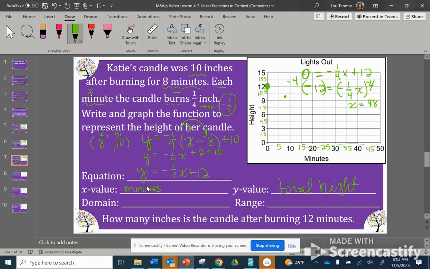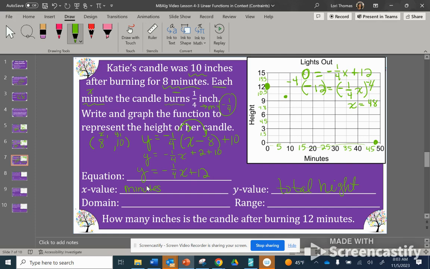So (48, 0) is right here. So we have 3 points. We have the y-intercept at 0 minutes, the candle is 12 inches. And in 48 minutes, the candle is 0 inches. And then the data point of 8 minutes, it's 10 inches.